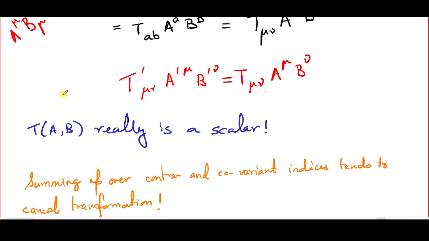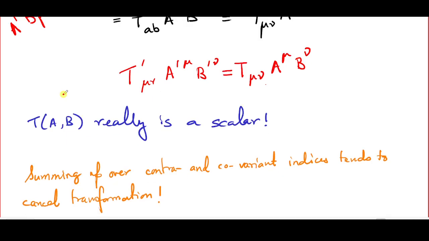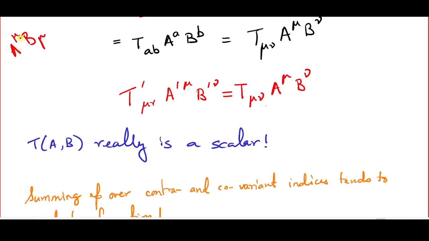That of course is because of the fact that on their own an upstairs index and a downstairs index lead to opposite transformations, and that's where the cancellation comes from. So summing up over contravariant and covariant indices tends to cancel the transformation. In this case, what we have seen is you had one contravariant or vector transformation index, one covariant index, and summing up over these values ended up with a zero index thing. Similarly, summing up over both mu and nu here led to something without an index, a scalar.